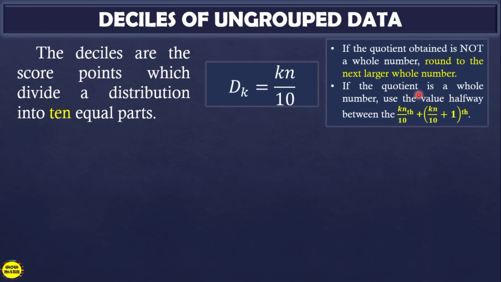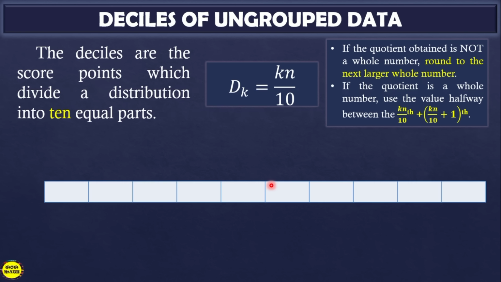And then, kapag whole number naman ang na-compute natin, use the value halfway between the two positions. Okay? So, halimbawa, ang nakuha natin is 3, so halfway between the third and fourth position. Okay? So, titingnan natin yan mamaya pag nasa example na natin. So, again, ang deciles hinahati into 10 equal parts. So, yung fifth decile, that is the 50%, at yan ay equal lagi sa median. So, kagaya kanina, yung second quartile natin equal sa median, yung fifth decile din natin equal din sa median.